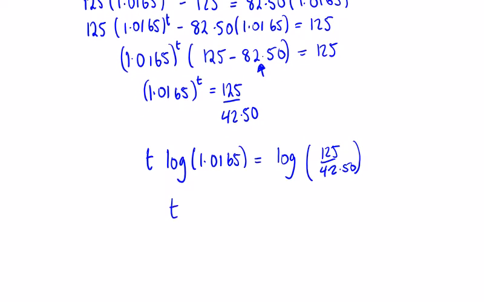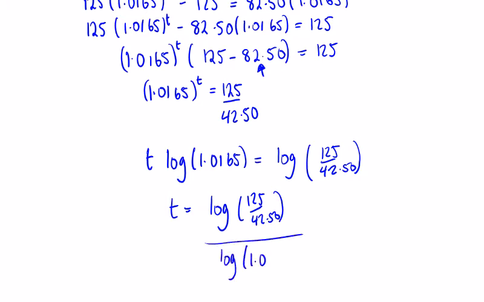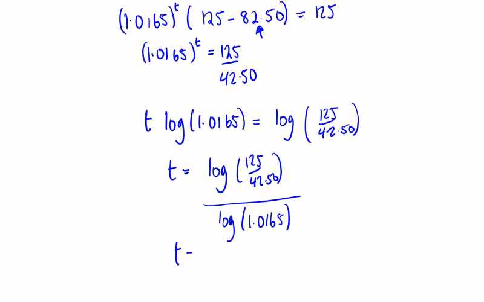So t is equal to the log of the right hand side divided by the log of the left, 1.0165, and on a calculator this gives 65.92. And rounding this off, this is in months. We get t is equal to 66 months.